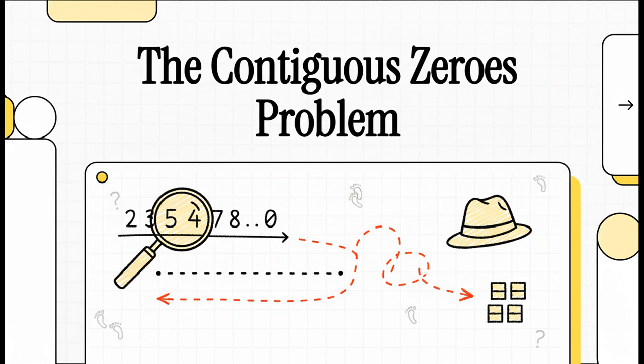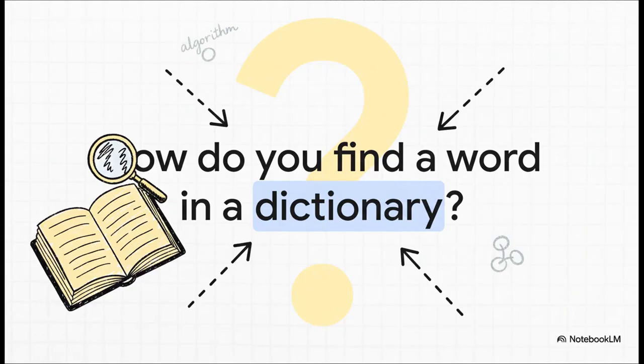Let's get into it. So, let me ask you something. If you needed to find a word in a dictionary, say algorithm, would you really start at the very first page and read every single word until you found it? Of course not. That'd be crazy. You'd instinctively open it somewhere in the middle, see what letter you landed on, and then decide to jump forward or backward. Keep that idea in your back pocket. It's the key to solving this whole case.